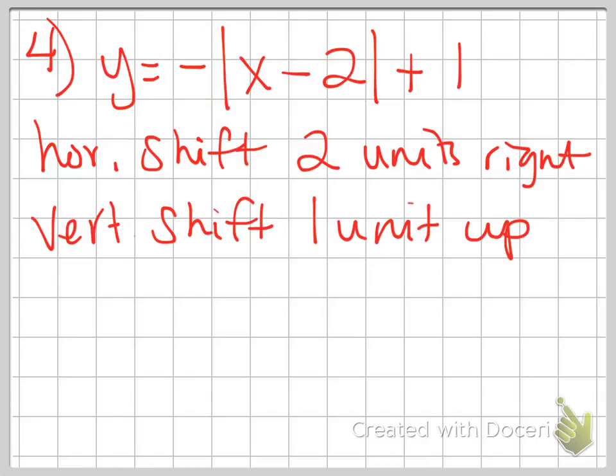Okay, the only difference is my coefficient for the absolute value is negative. So let's talk about what we would have to do for that. Let's go ahead and plot our vertex. So I'm going to have to go 2 units right and 1 unit up.